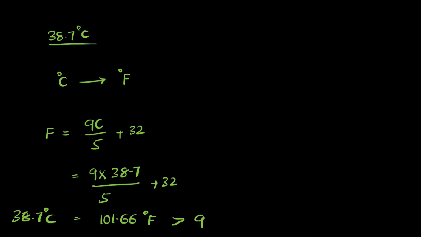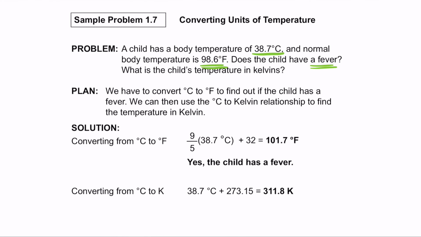It's still greater than 98.6 degree Fahrenheit. So the child has fever. Right? The child still has fever. And if you want to convert from degree centigrade into Kelvin, it is 38.7 plus 273.15. That gets you 311.8 Kelvin.